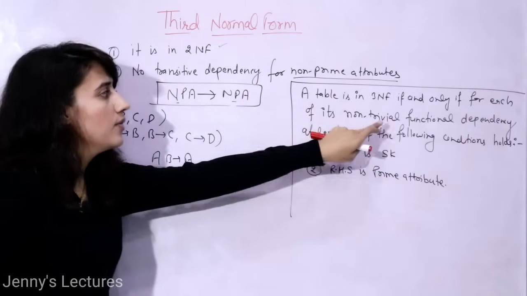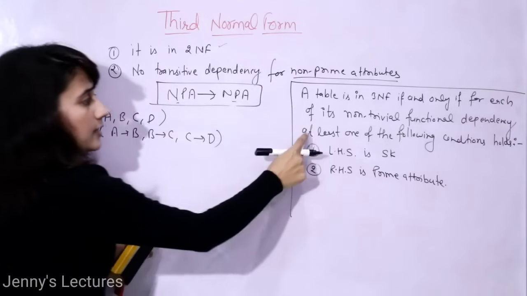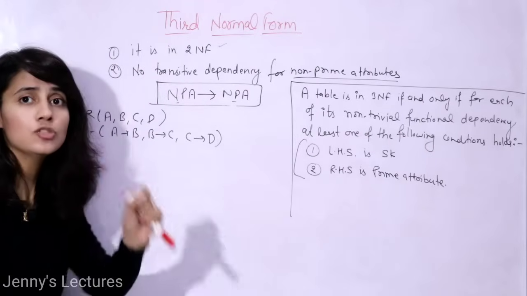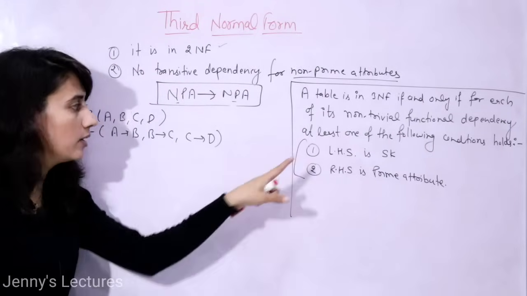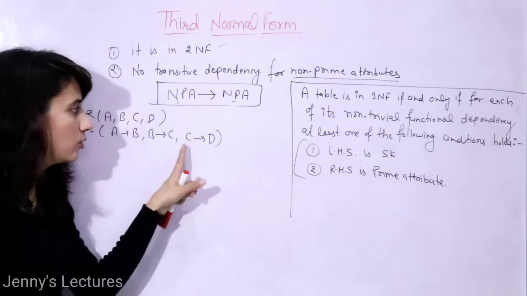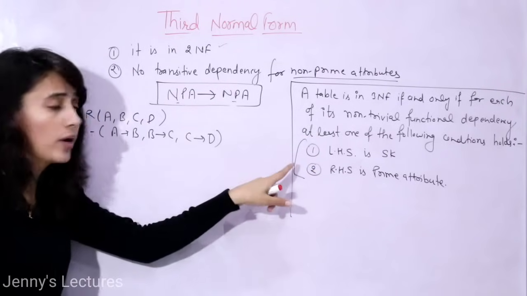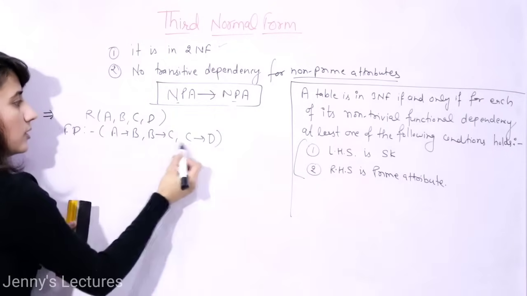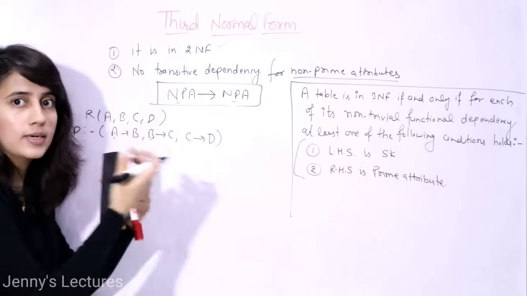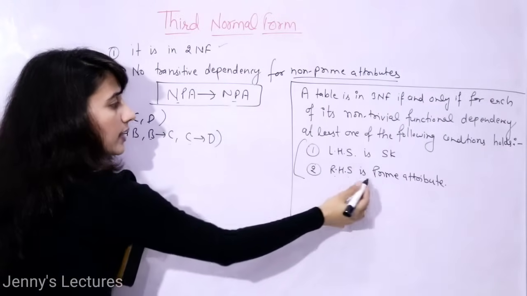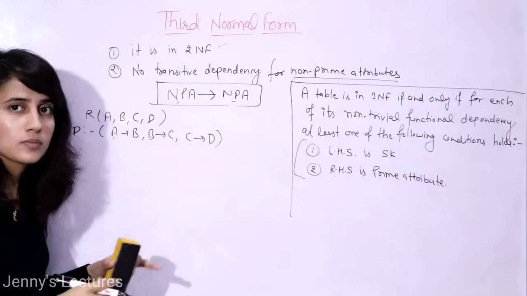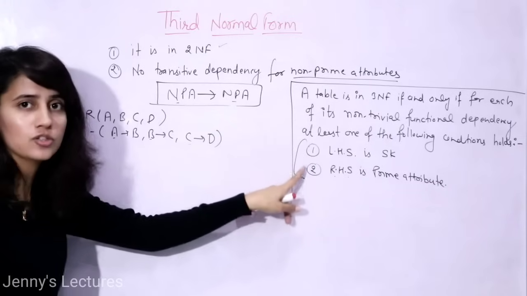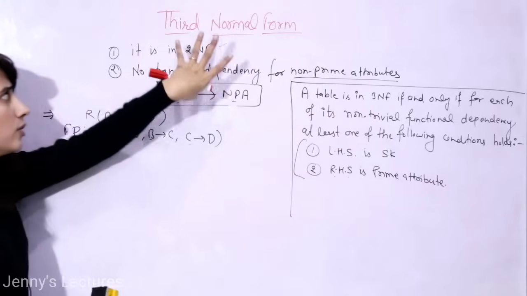For each non-trivial functional dependency, at least one of the following conditions hold. See, there are two conditions, but at least one condition. It's not compulsory that both conditions must hold in this functional dependency, at least one. Either the left hand side is a super key, left hand side means the determinant, or the right hand side is a prime attribute, means the dependent is a prime attribute. At least one of these conditions hold. You can write down something like this, or you can write down something like this.